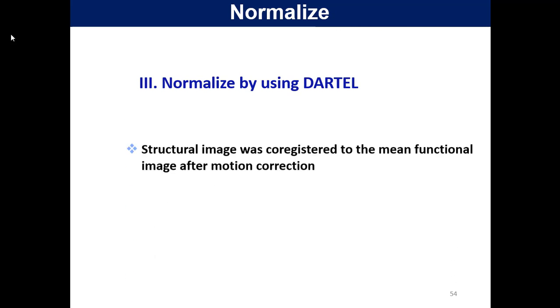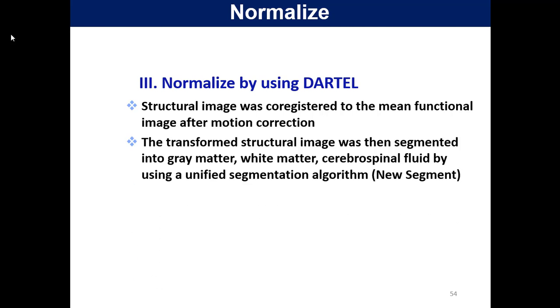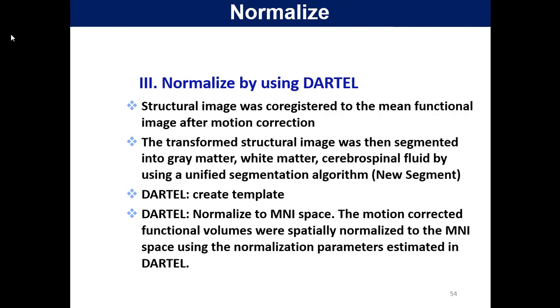For the details of using DARTEL: firstly, the structure image is coregistered to the mean functional image after motion correction. Then the transformed structure image is segmented into gray matter, white matter, and CSF. And then you will create a DARTEL template. The good thing about DARTEL is it will create a group-specific template, so every subject is aligned to the group-specific template, and that makes it better. And then normalize to MNI space, so all the files will be normalized to MNI space. It seems pretty complicated, but you do not need to worry about that, because in DPARSF, all is done for you under the hood.